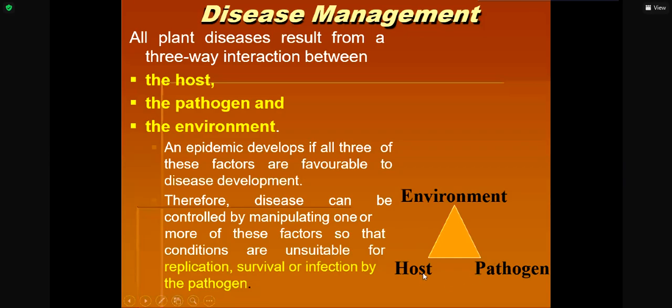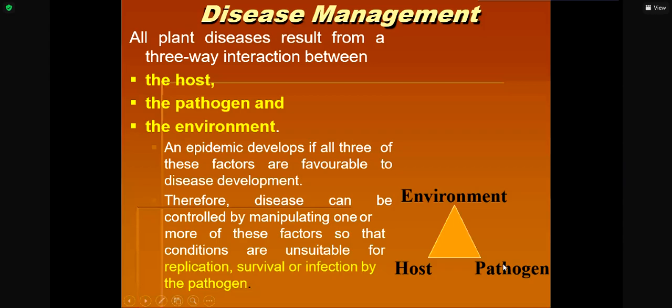For example, let's say rice is the host plant and Bipolaris oryzae is the pathogen. Bipolaris oryzae causes brown spot disease in rice. So what is the role of environment in the development of brown spot disease of rice? Let's say the environment is favorable for the host, the rice, but unfavorable for Bipolaris oryzae. Then while Bipolaris oryzae is present, there will not be any brown spot disease, because the environment is unfavorable for the pathogen.